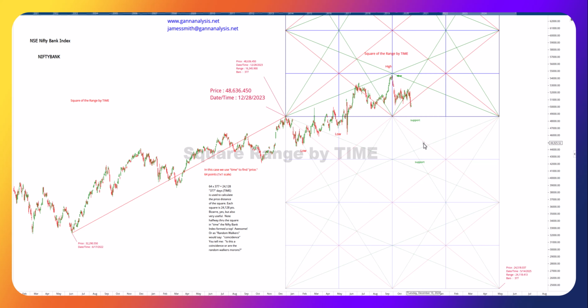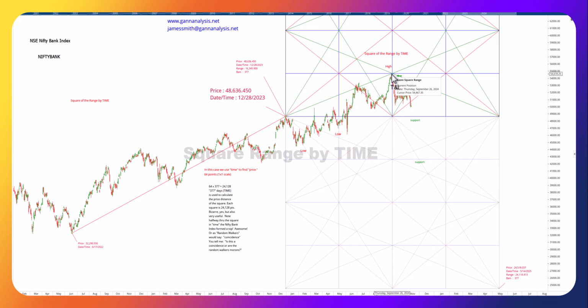And trust me, this is one of the more interesting markets right now, Nifty Bank or NSE Nifty Bank Index. I have some great charts which do make use of the square of 9 and some other tools from Gann that will blow your mind. So this is not the only amazing chart. This is just one of many, many charts on this market that are very insightful.